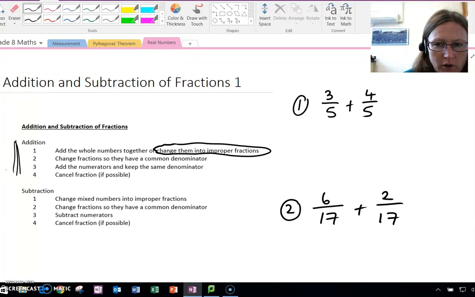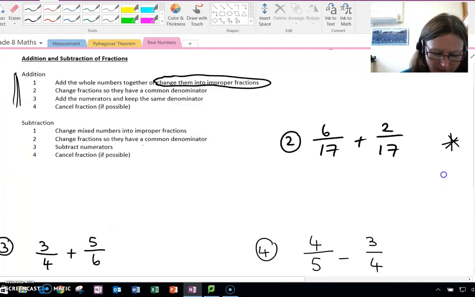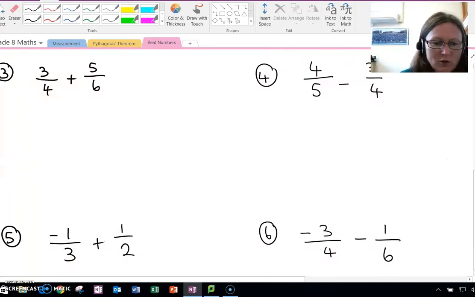In this video, there will not be any mixed numbers. That will be in the next video. We need to change fractions so they have a common denominator. So if they don't have a common denominator, a common bottom number, we need to change them so they have a common denominator. So in these first two examples here, they already have a common denominator, so we don't need to do that. In examples 3, 4, 5 and 6 here, the denominators are different, so we will need to change it so that both fractions have a common denominator.